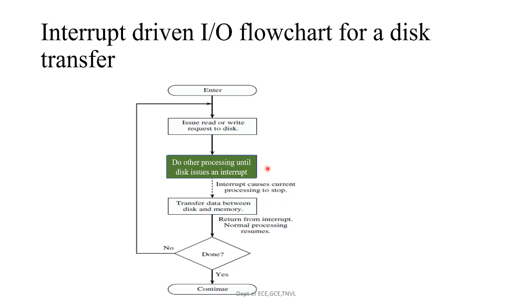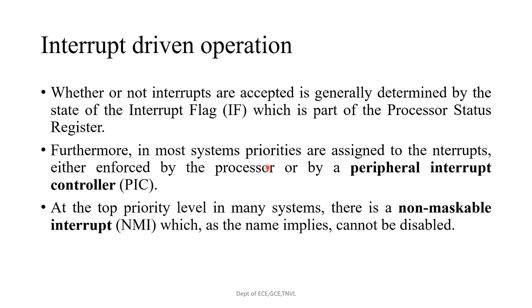The one thing is that the CPU just signals the disk, and it keeps on continuing its own work without caring about this disk. Once the disk becomes free, the disk gives an interrupt to the CPU, saying that I am ready to read or I am ready to write. Then the CPU continues its process once the transfer of data between the disk and the memory is finished. So this is about interrupt driven operation.